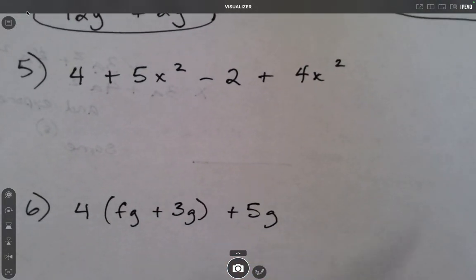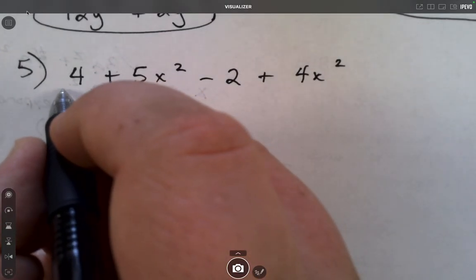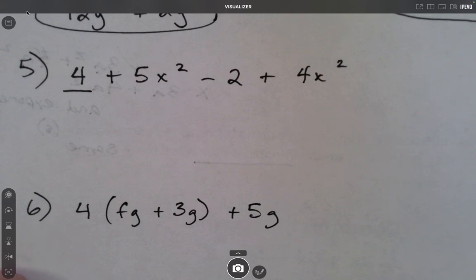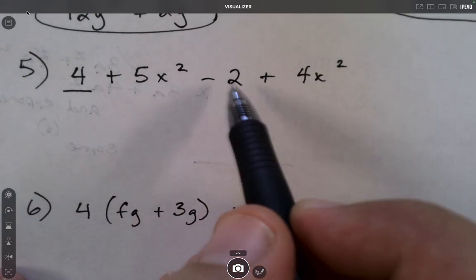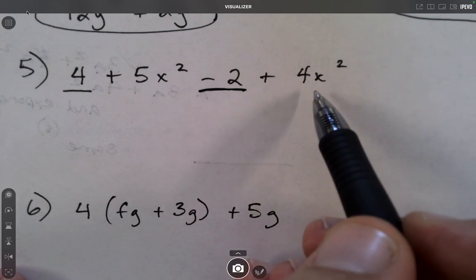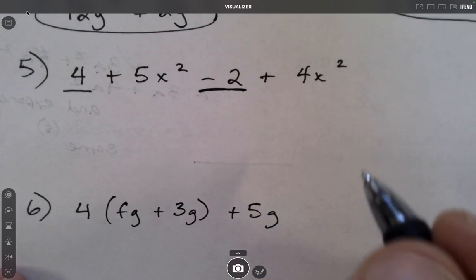Number 5. I'll start with a 4. That's a constant. It has no variable. So if I'm looking for a like term, we need to see if there's another term that also has no variable. Well, this has a variable, but this doesn't. So it's a like term. It's another constant. This has a variable, so it's not a like term.